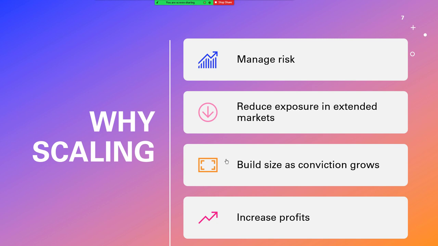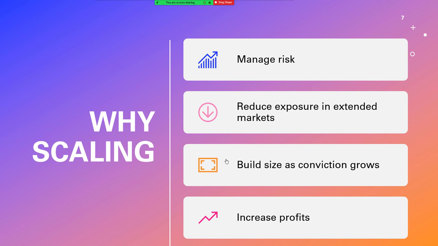So why would we even bother with scaling? Well, the main reason most people use it is to manage risk. If you think about things like dollar cost averaging, you're trying to get a lower risk price as you enter a trade. Or if you think of profit taking, it's the same. As the trade matures, it's getting further and further away from your exit point. The risk is growing. So if you remove position size, you're going to reduce the overall risk that you've got at the table.